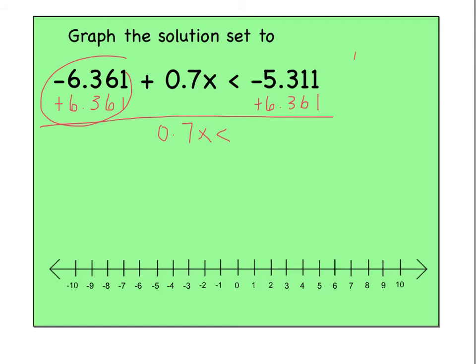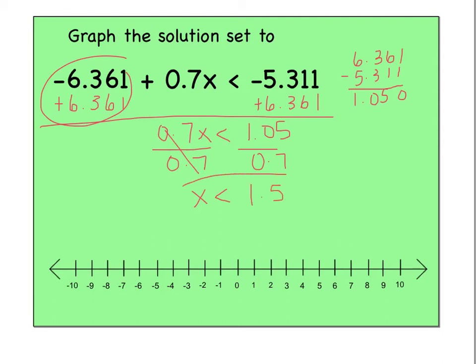So we have 6.361 minus 5.311, get 1.05, we'll divide by 0.7. So we get x is less than 1.5. I'm going to go to 1.5, put an open circle, and if it's less, we're going to shade to the left.